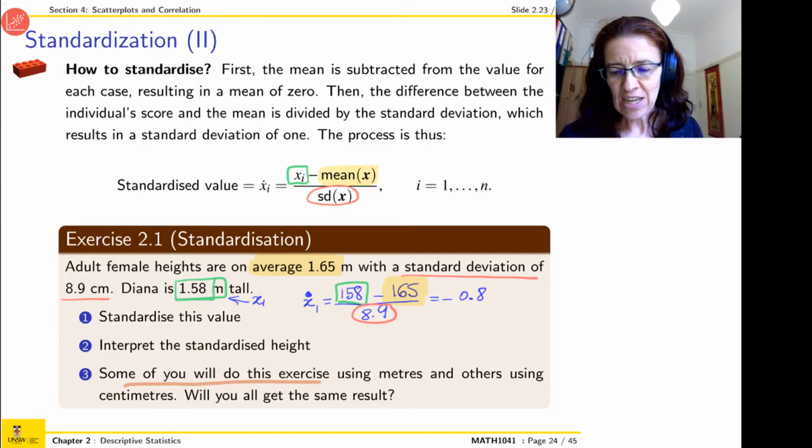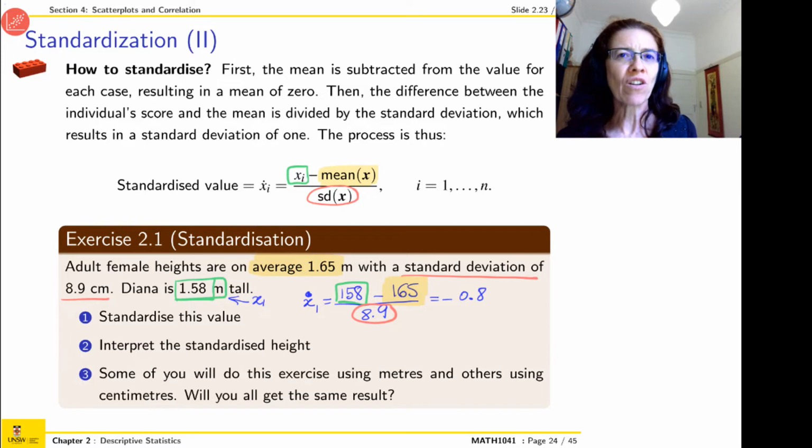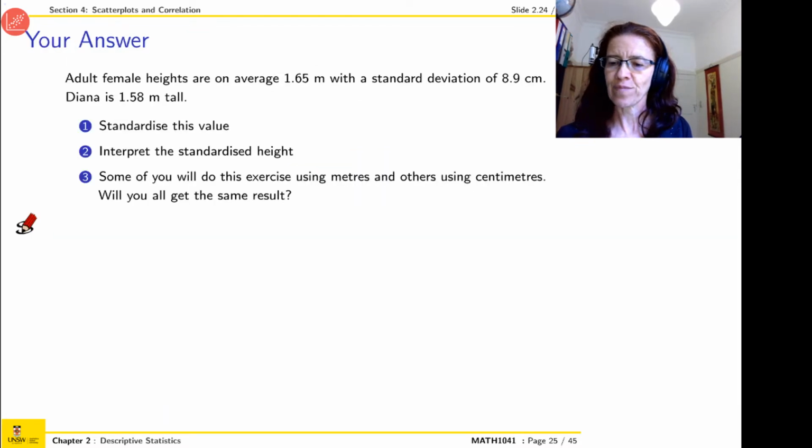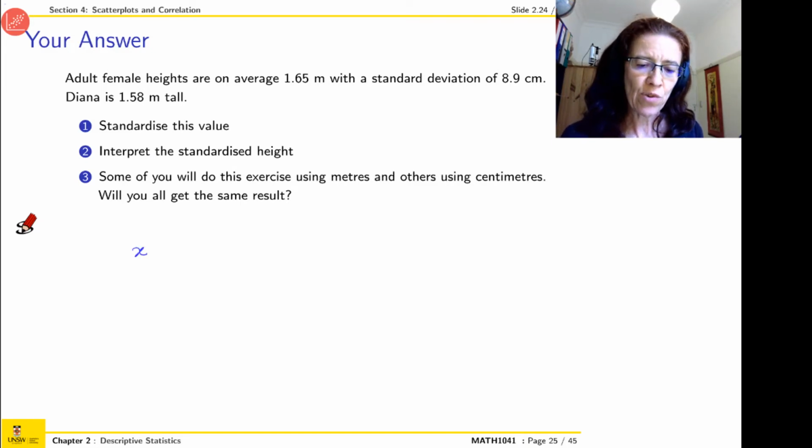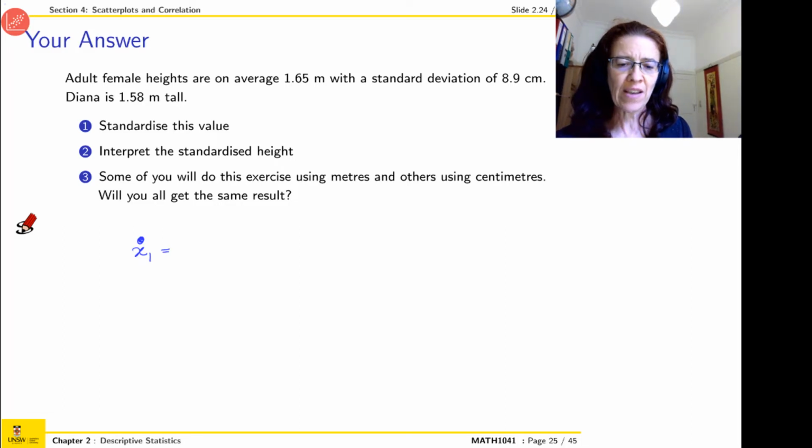Now we did the calculation in centimeters. Would we have got the same result if we had done it in meters? Because the question doesn't say what unit you should use. I think we should try. So let's do it in meters. I want to standardize, and this time I'm doing it in meters. So I want to standardize means I write this dot. So to standardize, take the value you're interested in.